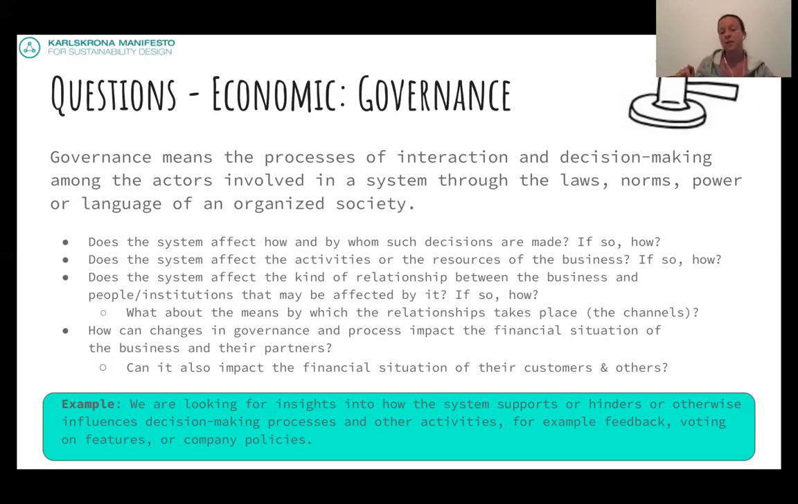How can changes in governance and process impact the financial situation of the business and their partners? Can it also impact the financial situation of their customers and others? So we're looking for insights into how the system supports or hinders or otherwise influences decision-making processes and other activities. For example, feedback, voting on features, or company policies. Hit pause, think about company policies for a bit for your system.